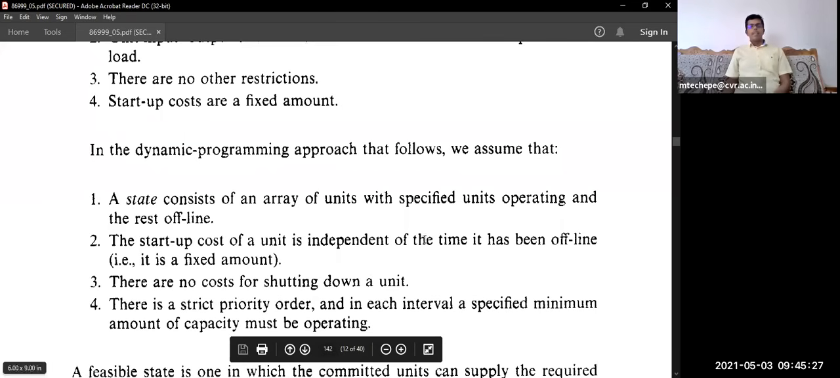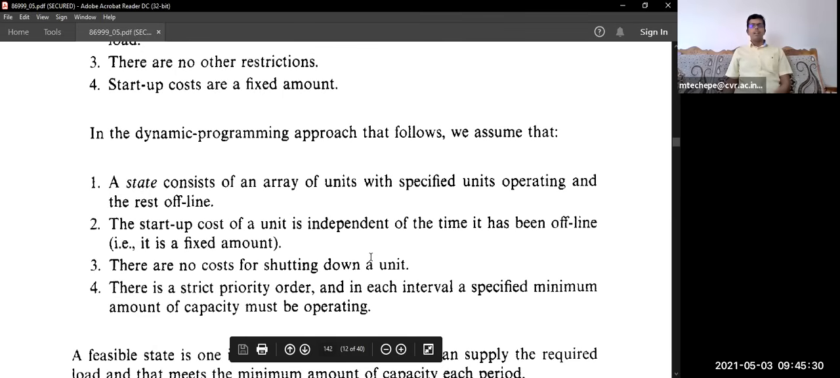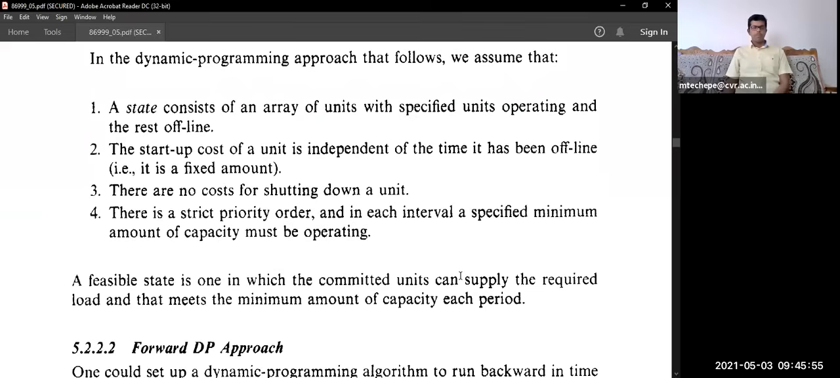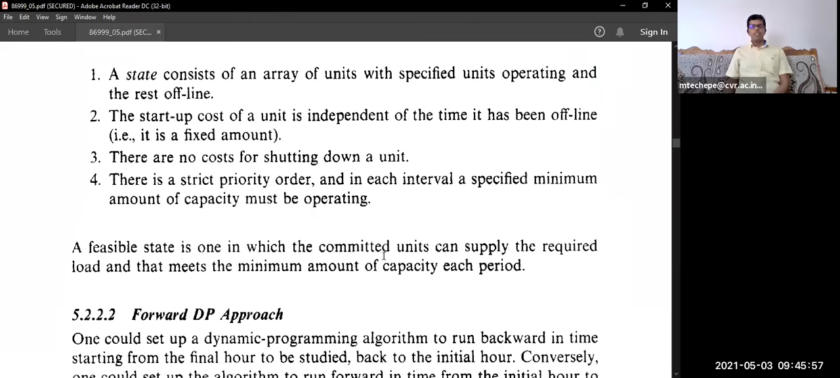There is a strict priority order. In each interval, a specified minimum amount of capacity must be operating. So we are following the strict priority order, and we are trying to solve the problem. A feasible state is one in which committed units can supply the required load, and that meets the minimum amount of capacity of each period.